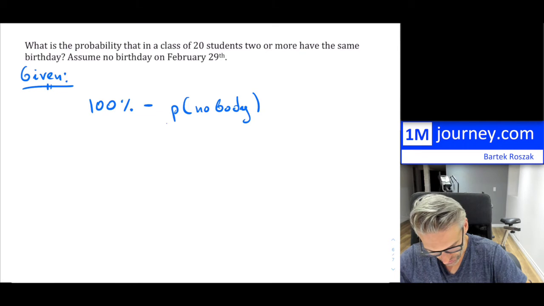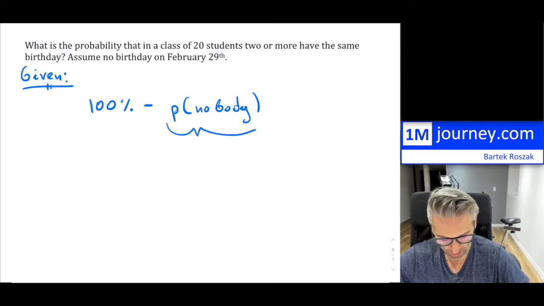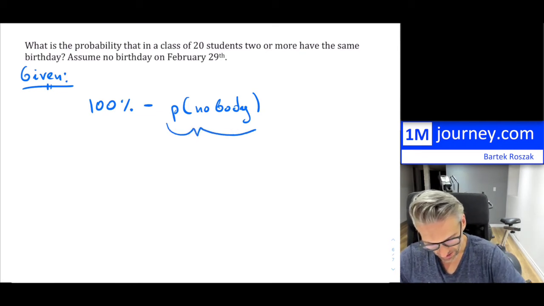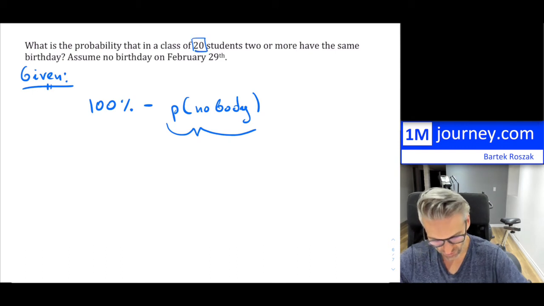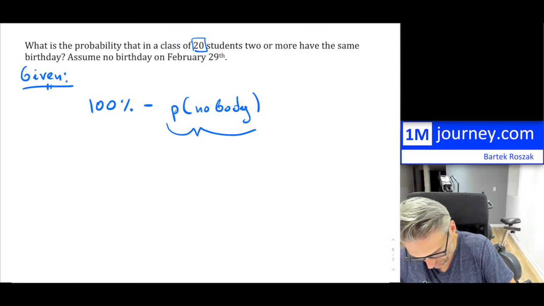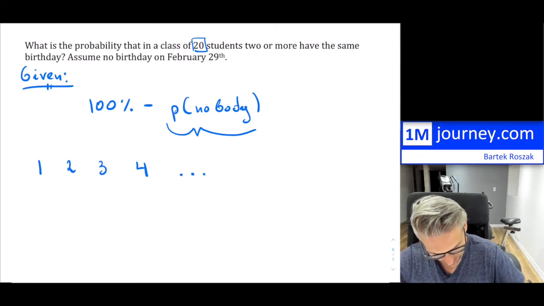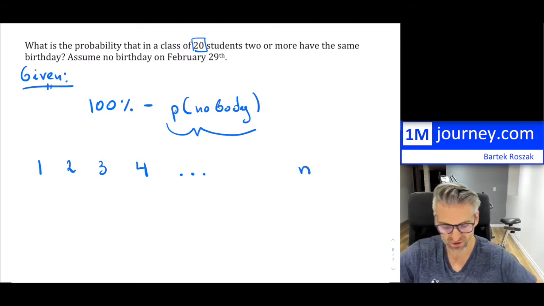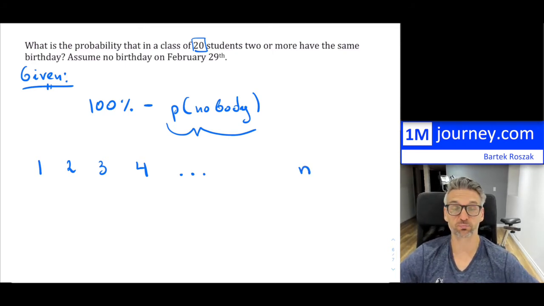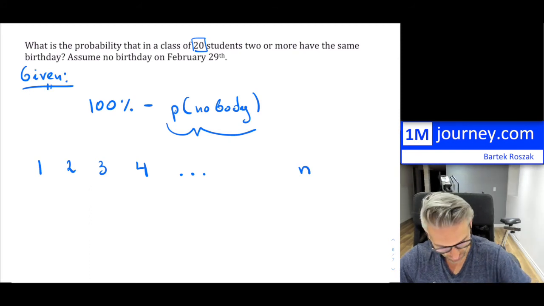Now, in order to set this up, where nobody has the same birthday, we're going to line up the total number of students. It doesn't matter how many there are. So this is going to be student number 1, student number 2, student number 3, student number 4, and so on, all the way up to 20, or the total number of students in a class, or the number of people in a room. For us, this is 20.